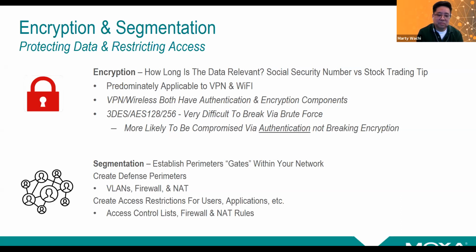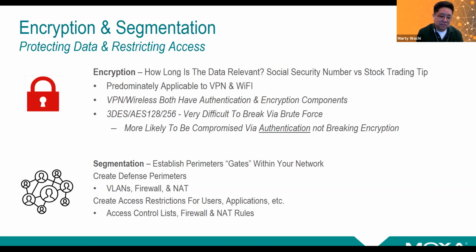And this encryption really applies to both VPNs and wireless networks, remote access and wireless. When you look at some of the newer encryption like triple DES or AES 128 or 256, they're very difficult to break via a brute force type of attack, trying to break the actual encryption. It's more likely that it's going to be compromised via weak authentication, kind of going back to the last slide that we just showed and the importance.